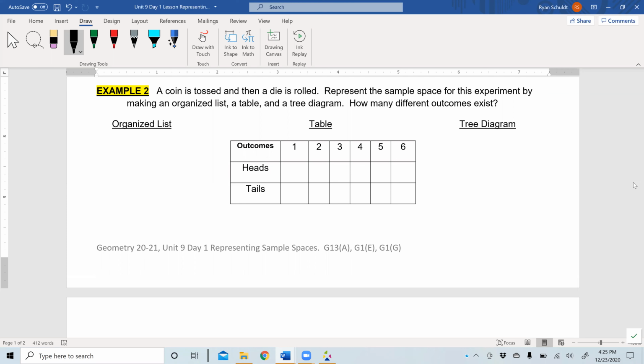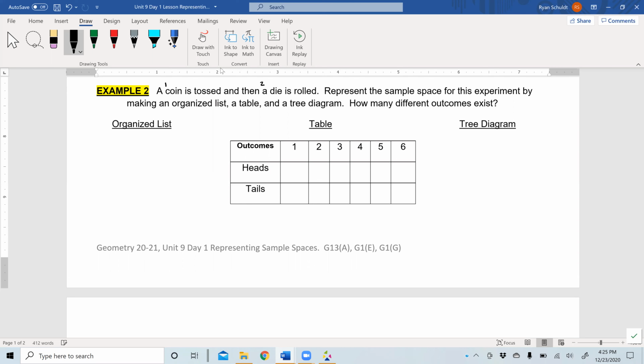Okay, so this one, it says, a coin is tossed and then a die is rolled. So there's our two things we're doing. We're tossing a coin, that's one. Then we're rolling a die, that's two. Represent the sample space for this experiment by making a list, a table, and a diagram. How many different outcomes exist?